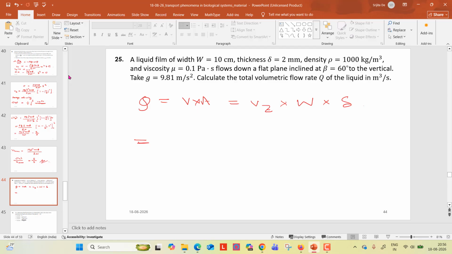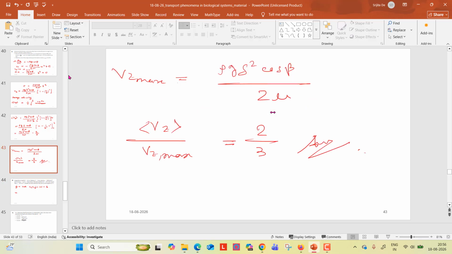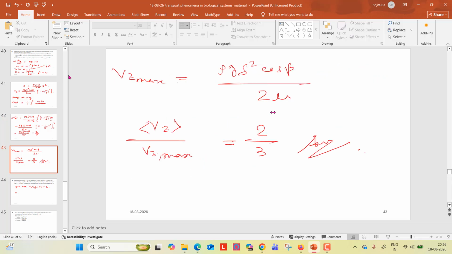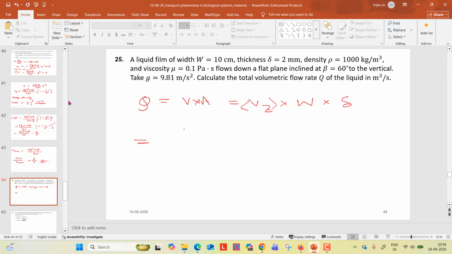We have to take the average velocity here, so you can write it like this. So average velocity, the expression is coming like this, right? So 2 if you cancel out, rho g delta square cos beta by 3. So it is rho g delta square cos beta by 3 mu into W into again a delta. So it is delta cube basically. So everything you know. So you just put the value.